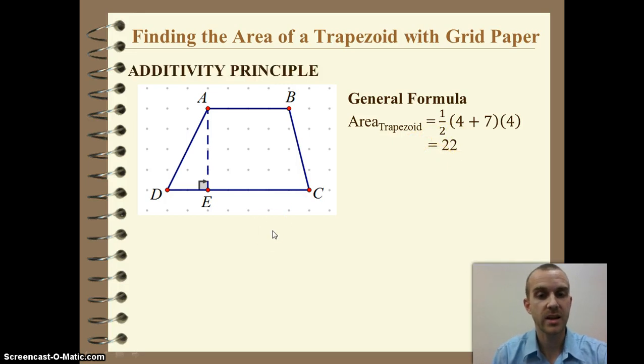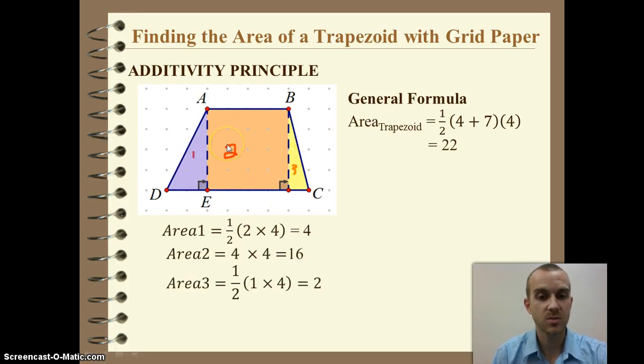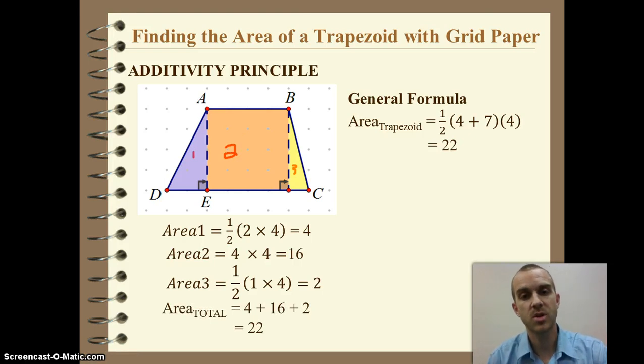So if I use the additivity principle like I did for the parallelogram, I could draw in the distance on the right hand side and realize I have 3 shapes again. Find the area of each of those 3 shapes and then sum them together and I'd get 22. So there's other ways beyond just knowing these formulas. I can always find the area of any of my shapes, including the common ones that I work with the most.